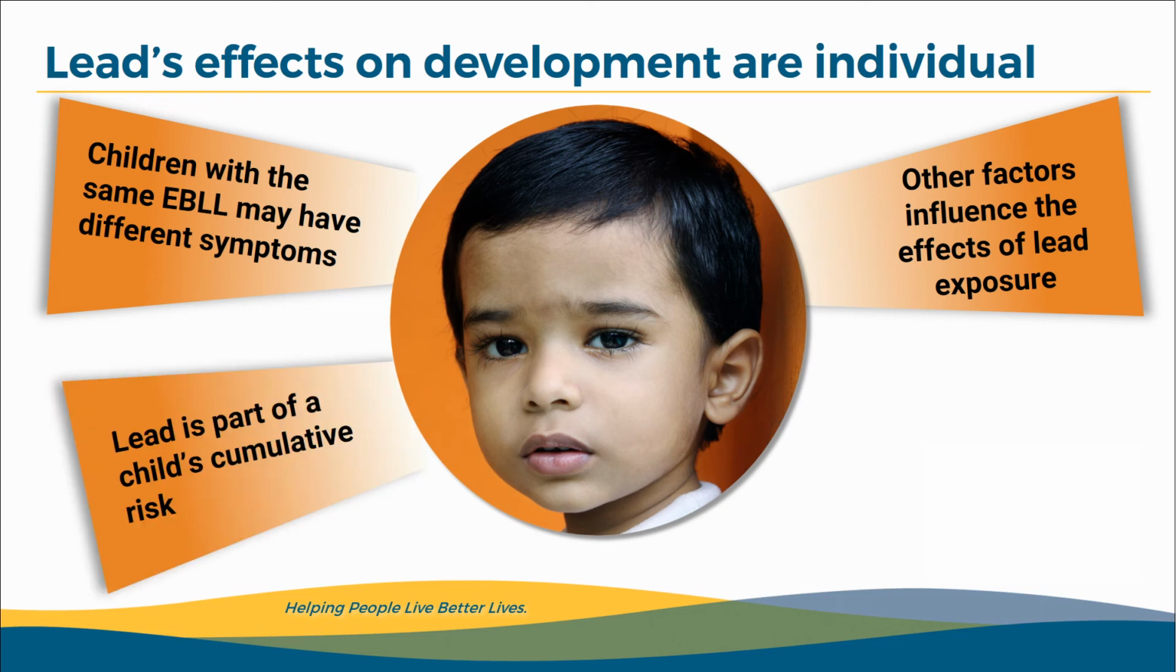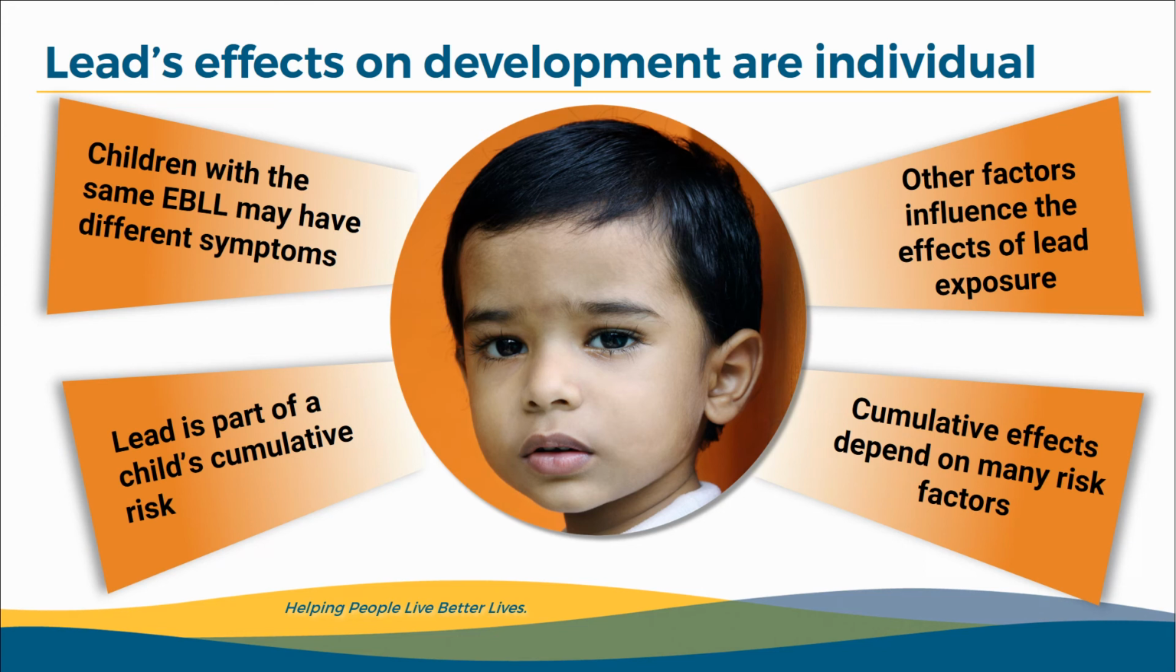What this tells us is that we can't predict today if a child will have problems later on. We need to look at all risk factors for developmental problems. A single blood lead level cannot tell us the likelihood of specific developmental problems because these may vary depending on the characteristics of a particular child and his or her environment.